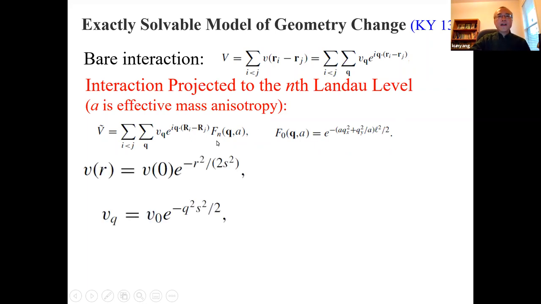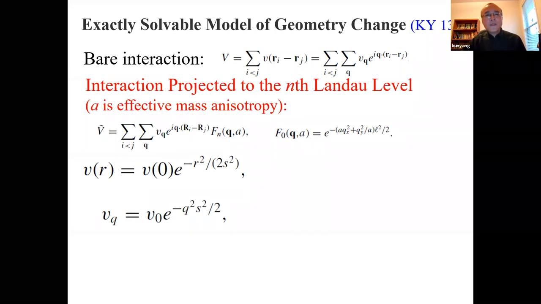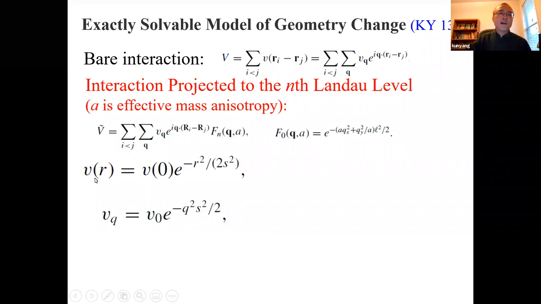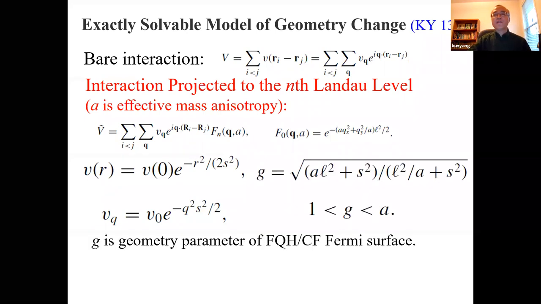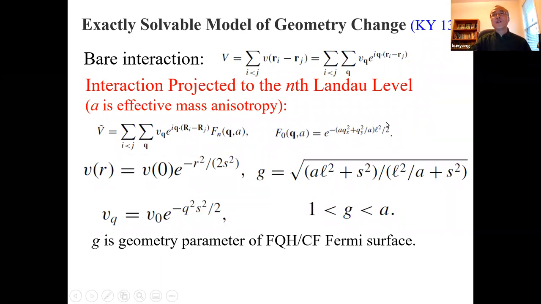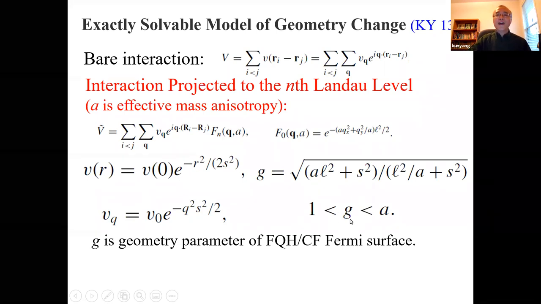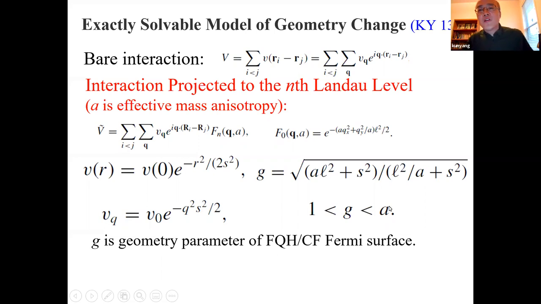The exactly solvable model that I chose also has a Gaussian interaction. The nice thing about the Gaussian is that its Fourier transform is also Gaussian. So let's say we have an isotropic Gaussian interaction, which also has an isotropic Fourier transform. When I combine this isotropic Gaussian with this anisotropic Gaussian, I get yet another anisotropic Gaussian whose anisotropy can be read out very easily. And because it's a mixture between something that's isotropic and something anisotropic, the resultant anisotropy will always be less than the original anisotropy that comes from the effective mass anisotropy.